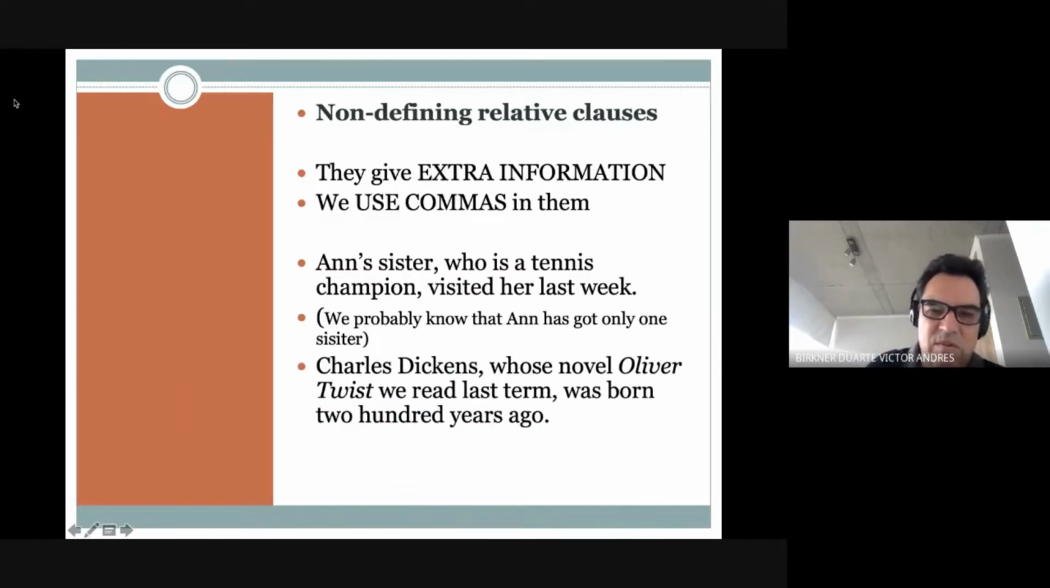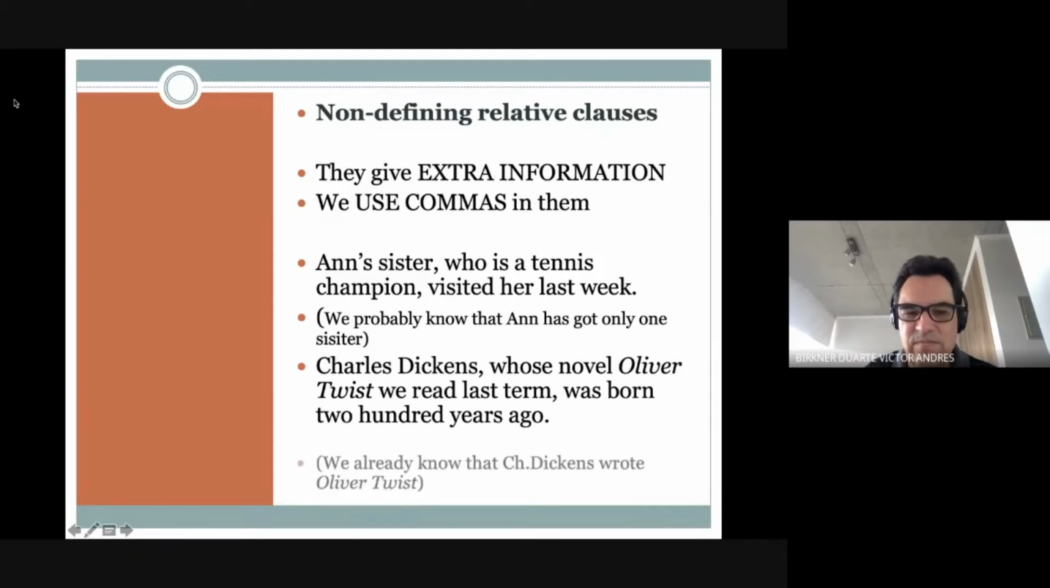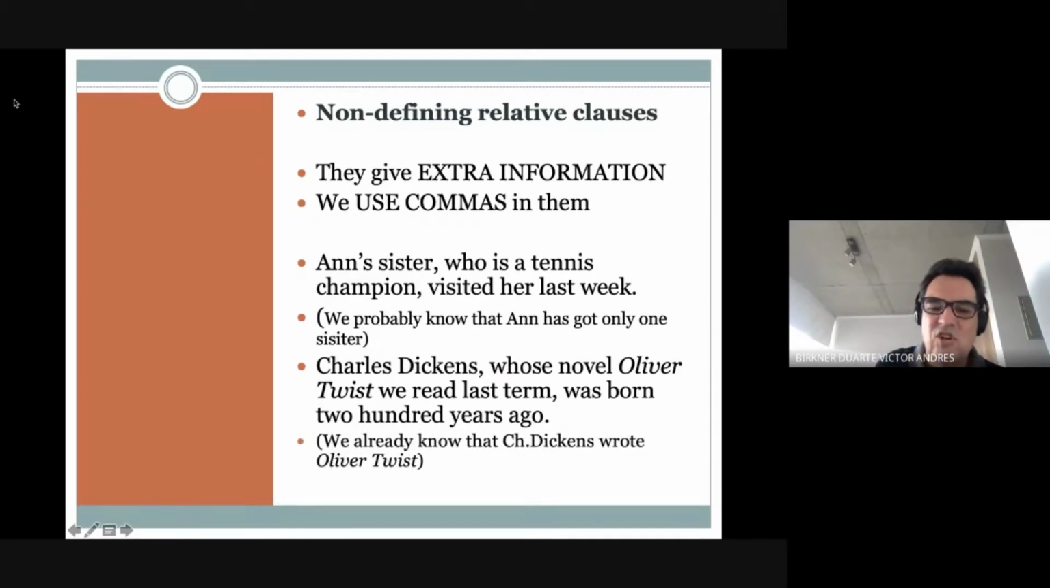Let's see the second example. Charles Dickens, whose novel Oliver Twist we read last term, was born 200 years ago. Can you notice there that we're also using commas in order to provide extra information? We already know that Charles Dickens wrote Oliver Twist, but probably we did not know that he was born 200 years ago. So in this case, we are providing extra information, which is important, but at the same time, we have to use commas.